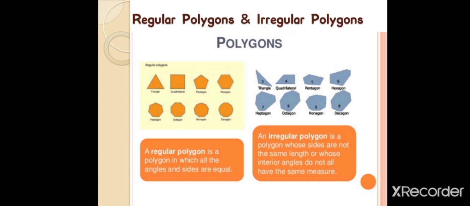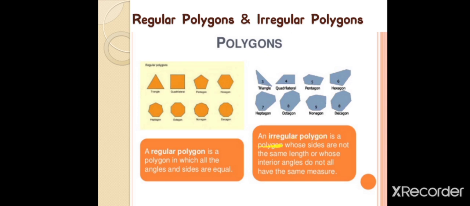So here, regular polygon means what? It is a polygon in which all the angles and all the sides are equal. Means, when polygon shapes are given to us, within that polygon we have to check whether all the sides are the same, and whether all the angles belonging to that particular polygon are the same. Then it is called the regular one. Otherwise it is called an irregular polygon.